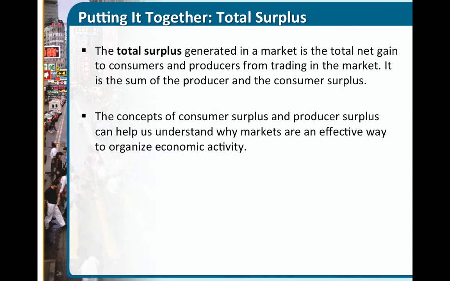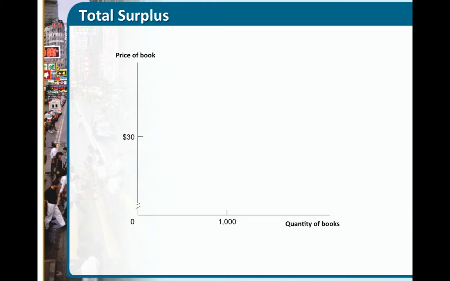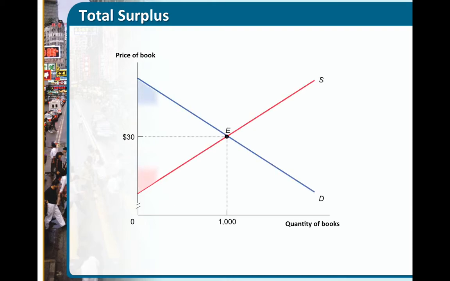So if you add producer and consumer surplus, you will get, voila, total surplus, which is at the equilibrium price. Total surplus is simply consumer surplus plus producer surplus.